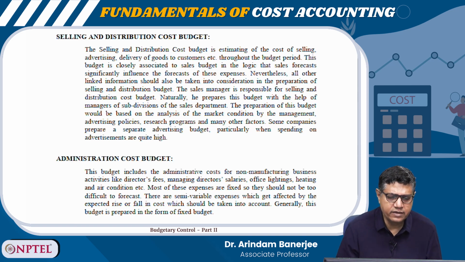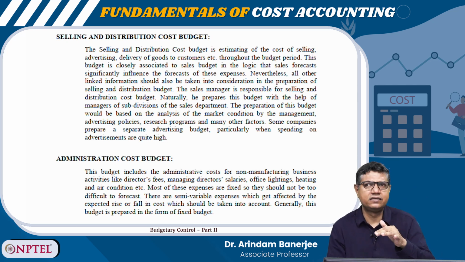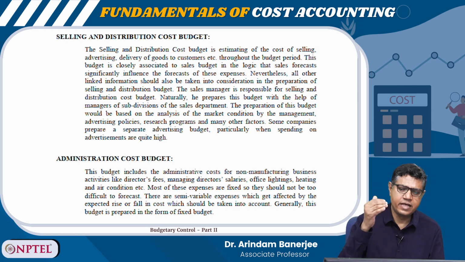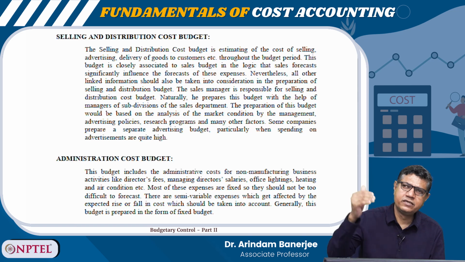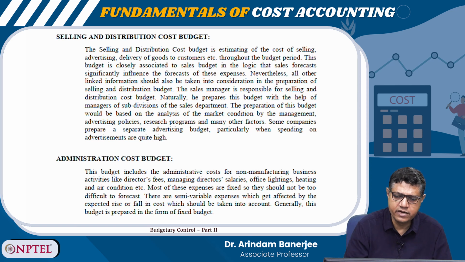Okay. Then the next one is, once it is done, the sales budget said this is my sales and target, and then production happened. Within the production budget are material, labor and overhead, and then comes the selling and distribution cost budget. So what is the selling and distribution cost budget? It is the estimation of the cost of selling: advertising, delivery of goods to the customers, etc.